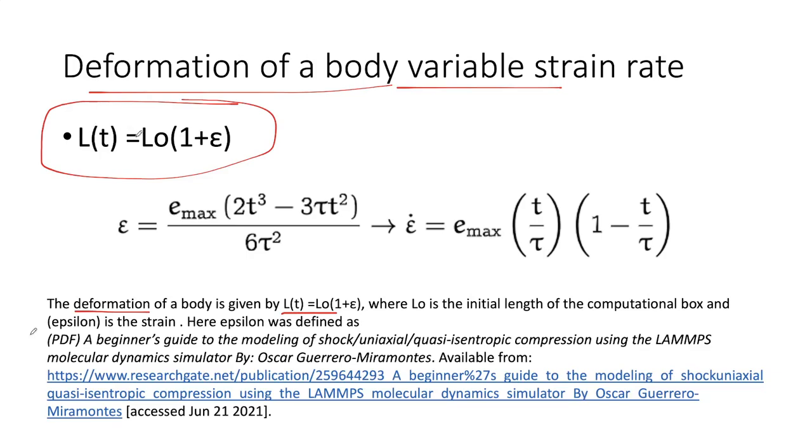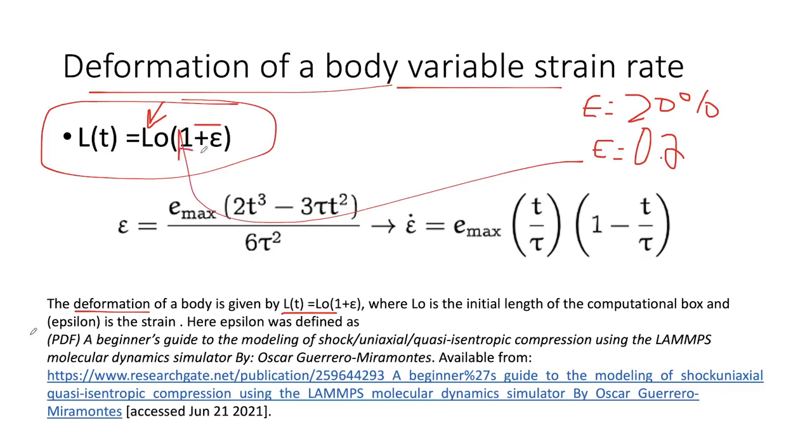The length as a function of time equals the initial length multiplied by 1 plus the strain. The strain is a percentage function. It can also be negative here, so we can do a compression or a stretching. If we define, for example, a strain of 20%, because we have to have this in decimal, 0.2, because the strain goes from 0 to 1, then this strain right here we plug into the equation.